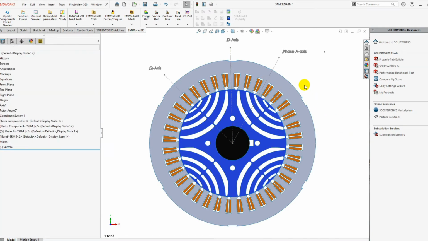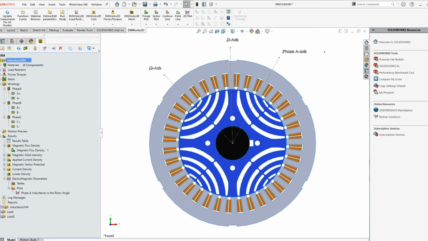The first step is to determine the D-axis. It should be located in the middle of the laminated parts. The Q-axis is the middle of the path providing the highest reluctance for the flux path. The phase A-axis, on the other hand, is located in the middle of the A+/A- coils arrangement.